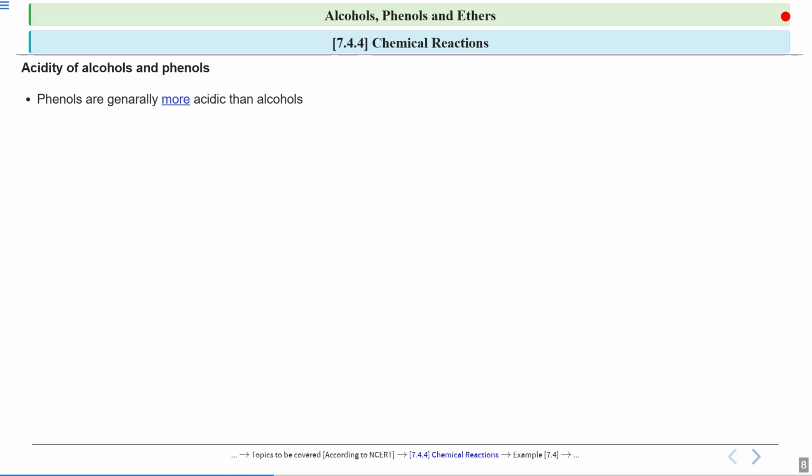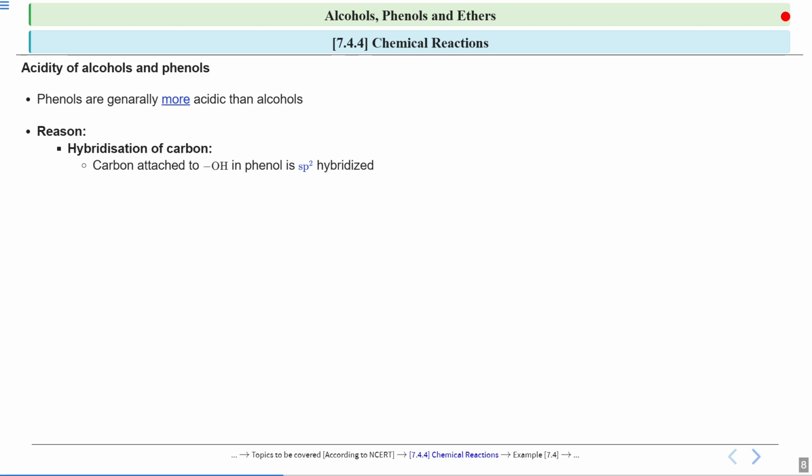Now we will see that phenols are generally more acidic than alcohols. So this is a statement that we know, that phenols are more acidic than alcohols. Now why are phenols more acidic than alcohols? Let us see the reason for this. So the reason is based upon the hybridization of the carbon. One of the reasons is based on the hybridization of the carbon.